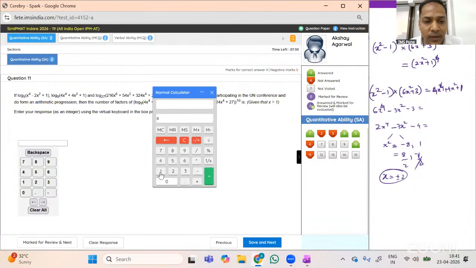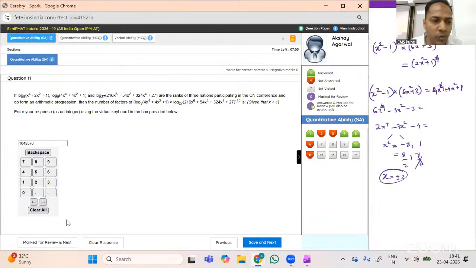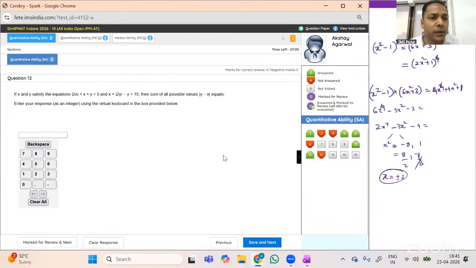So basically that's 1024 into 1024, and that comes out to be 1048576. I hope I'm doing it right. I have a feeling that I might have done some calculation mistake here, but I don't have the time to check further. So I'll go ahead with this, save and next.